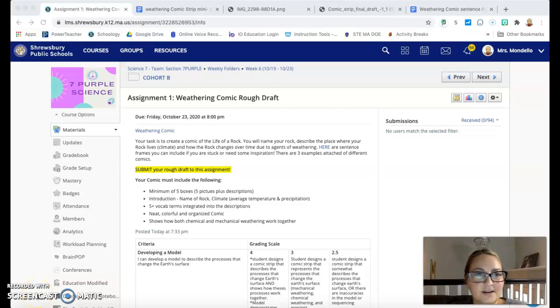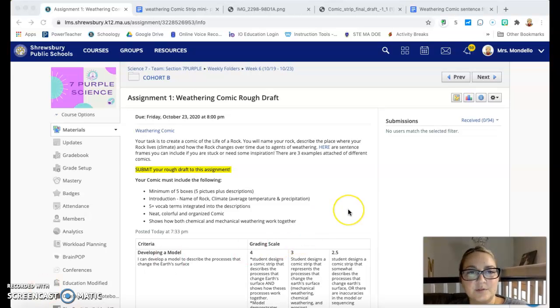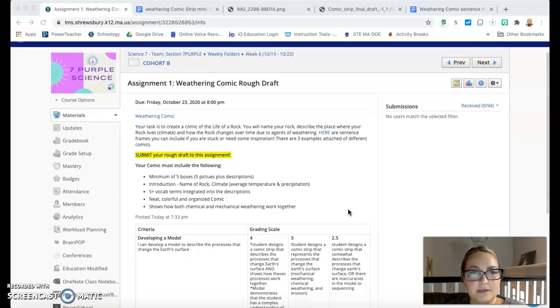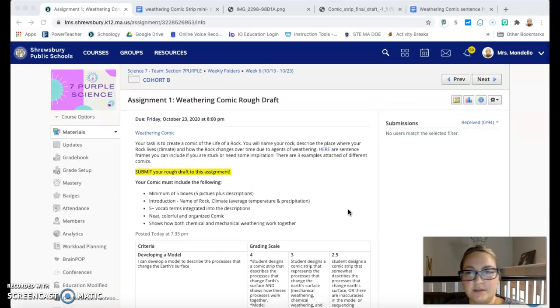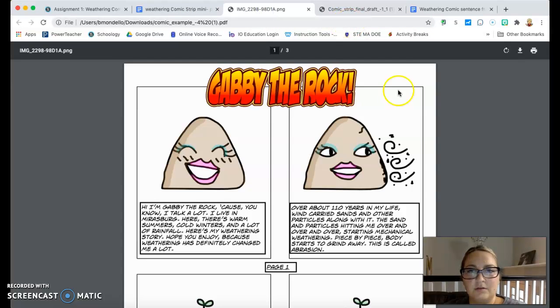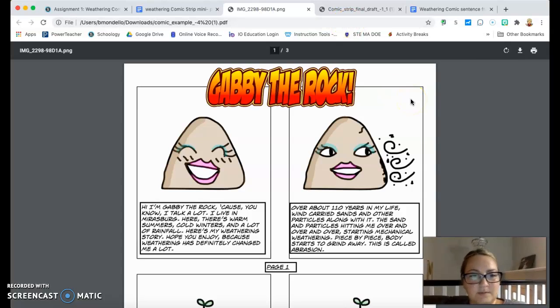Hi guys, I'm just here to explain what you're going to be doing for your remote work for 2 days. So the first part is going to be creating the rough draft of assignment 1, your weathering comic strip. To make your comic strip, you are going to think about the perspective of a rock over its lifetime. So I'm going to walk you through an example that best explains it.